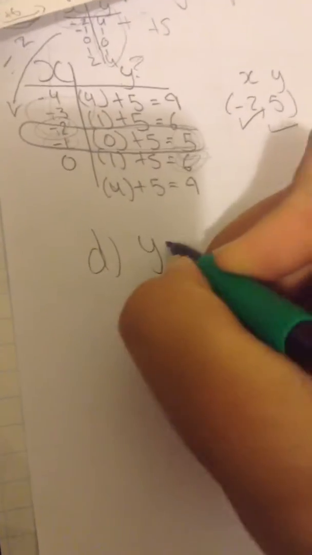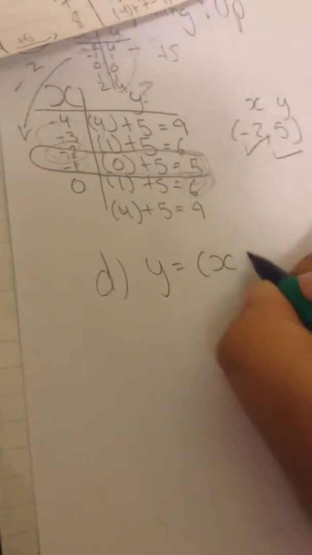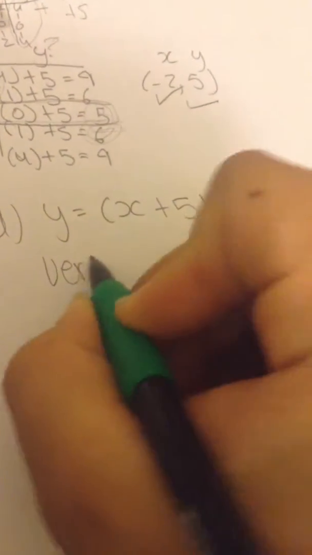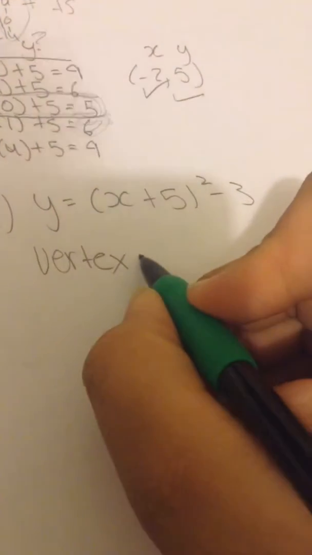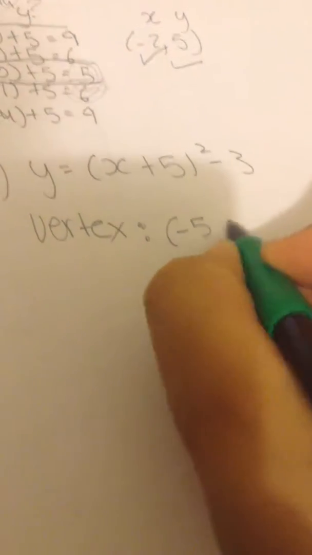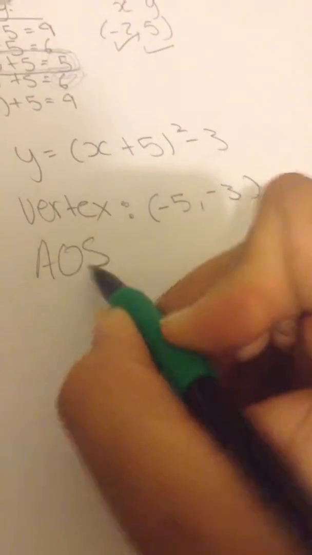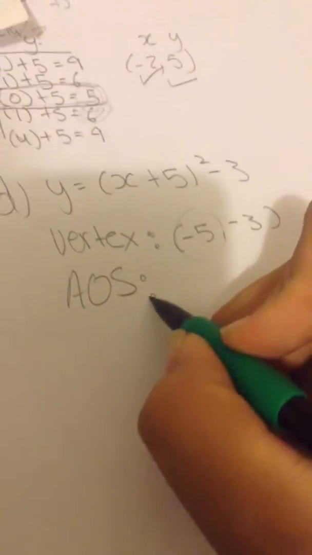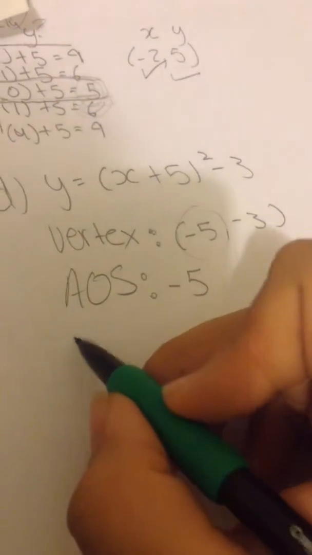So our next one we're going to be picking up is going to be D. So our equation for D is y equals (x + 5)² take away 3. So what can we already tell that's given to us in here? So let's find our vertex first. So our vertex would be -5 and -3. What would be our axis of symmetry? Our axis of symmetry would be -5.